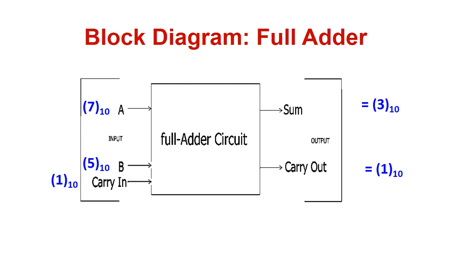I have assumed the decimal number system in order to make the explanation simple. However, the full adder circuit is designed to work with the binary number system. The same will be applicable to the binary number system, but for simplification, the example was taken in the decimal number system. After understanding the block diagram, now let us move towards the truth table of the full adder.